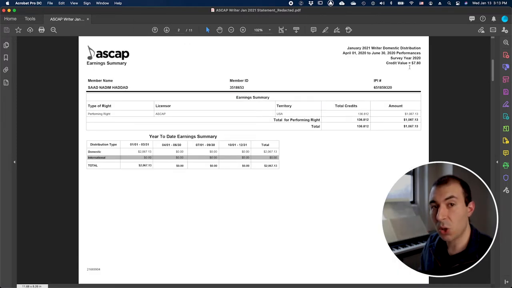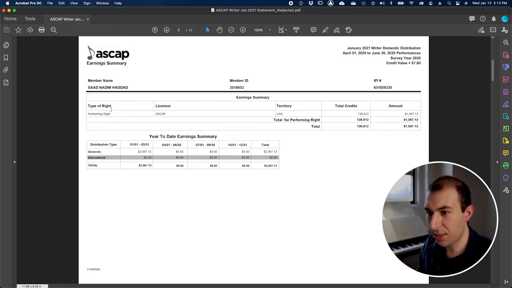So now here we see our earnings summary page. At the top right, you see again what this statement is, the January 2021 rider domestic distribution. And then you see for what performances these were for. Again, because of the strange time that we're in right now, this is not gonna be 100% perfect, okay? As far as the actual performances that took place between April and June, there might be performances from before, but we'll see that later in the video.